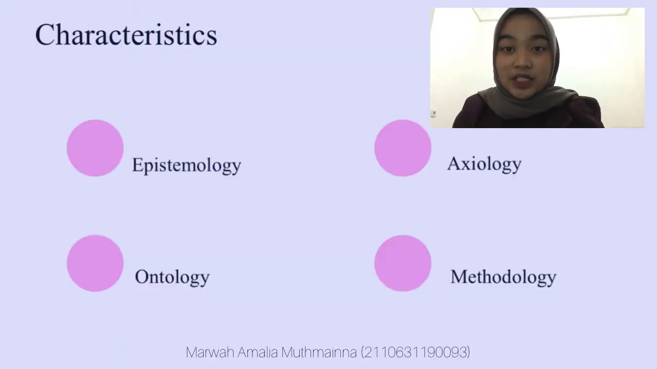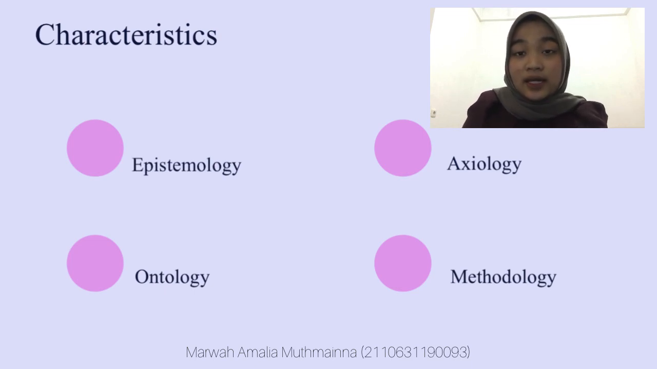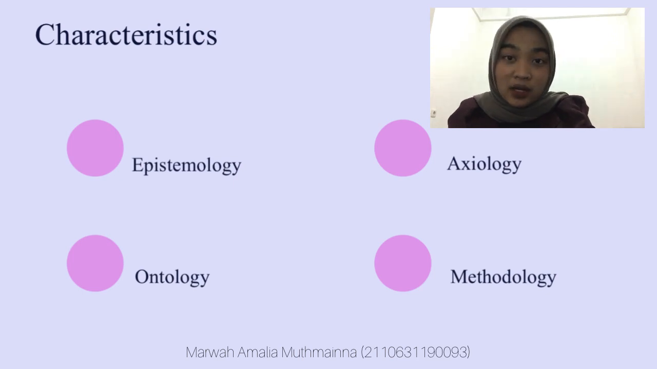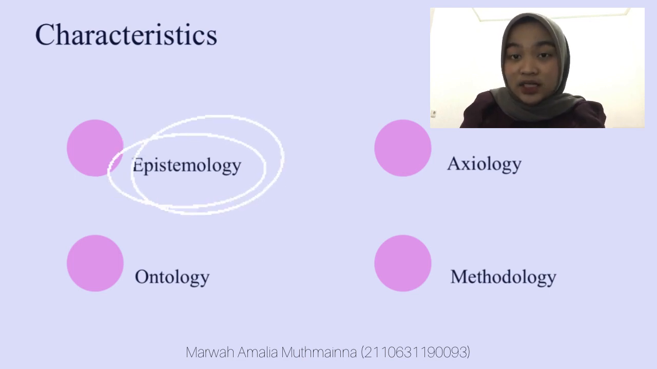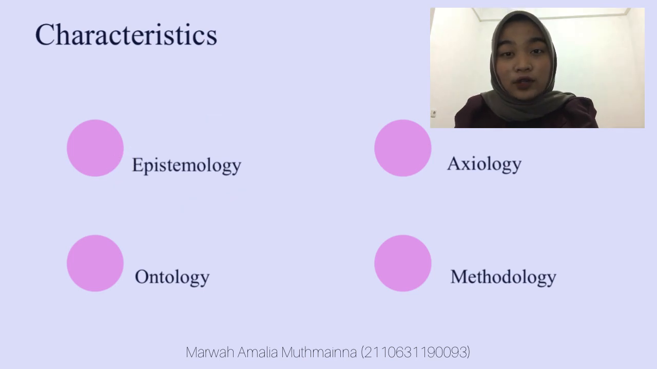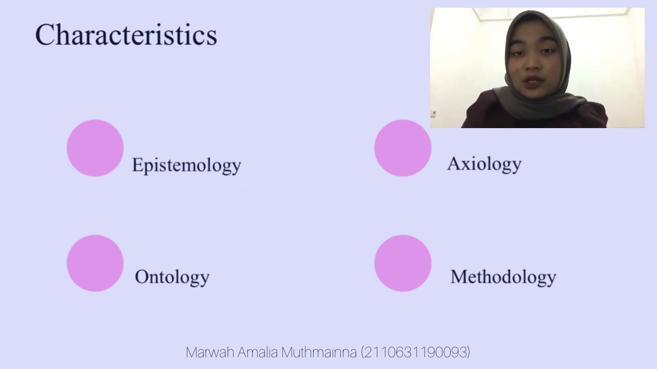After the definition, now we will discuss the characteristics of the constructivist paradigm, which are divided into 4, namely epistemology, ontology, axiology, and methodology. The characteristic of the constructivist paradigm in the dimension of epistemology, or the way of looking at the reality of truth, is believed to be the result of human construction.